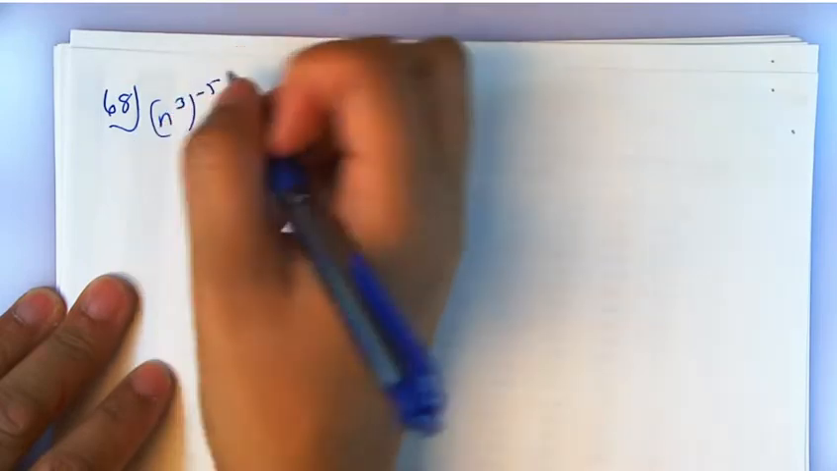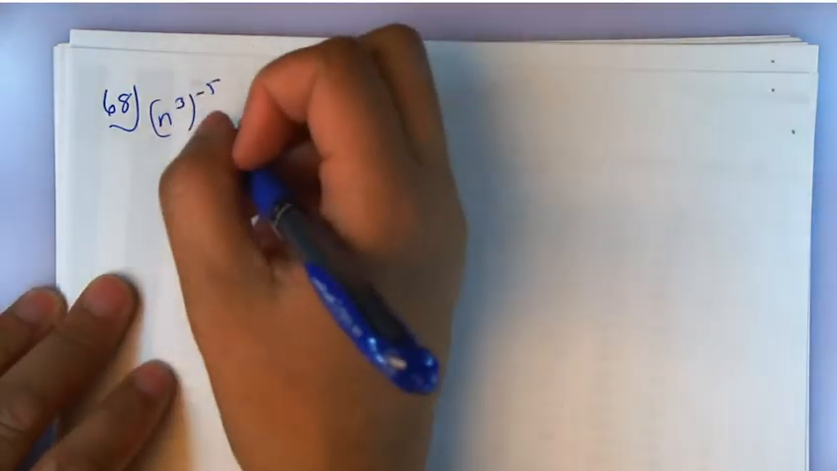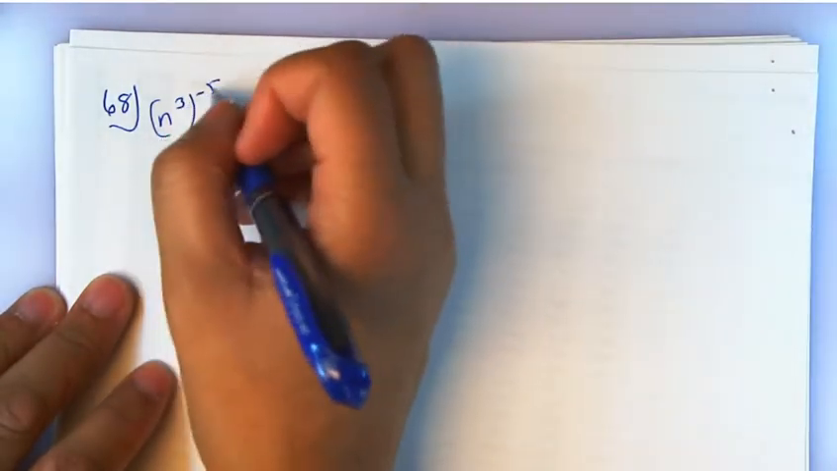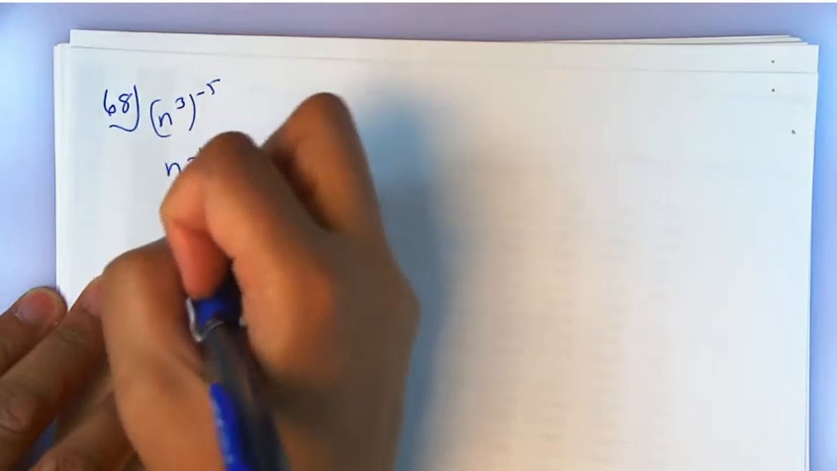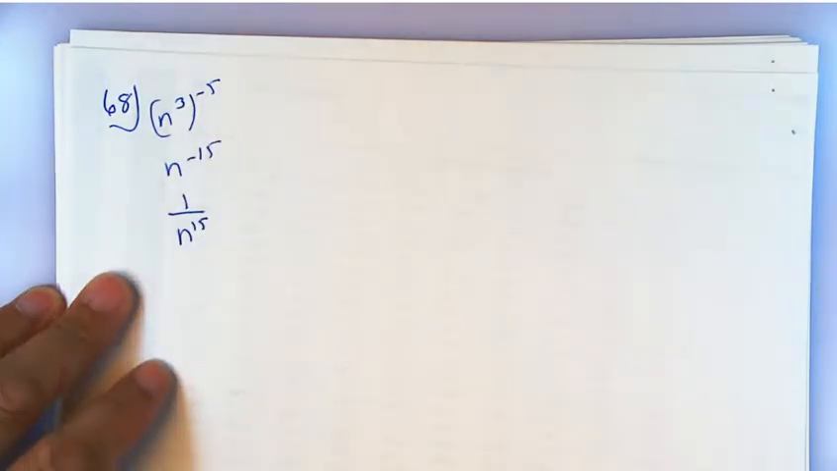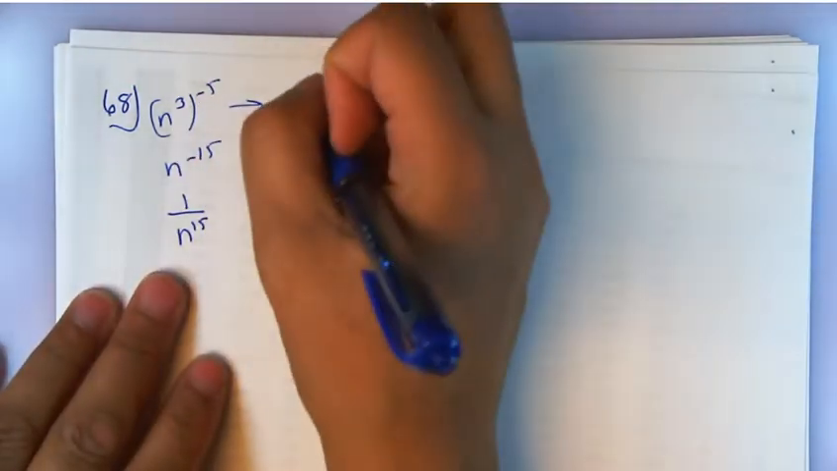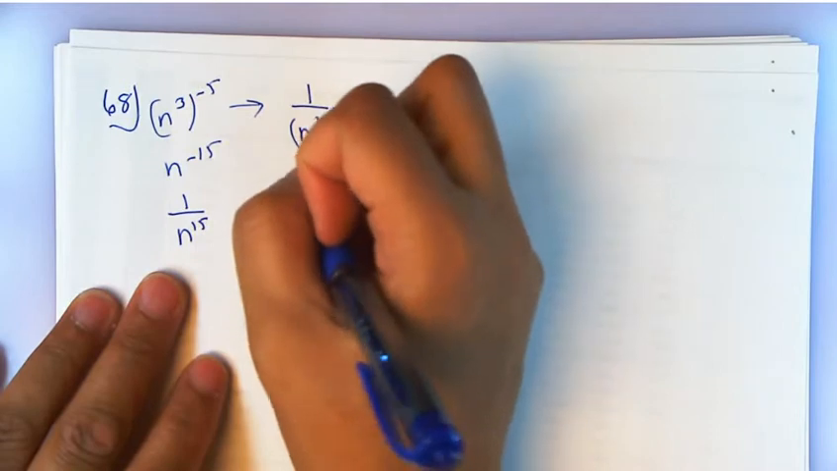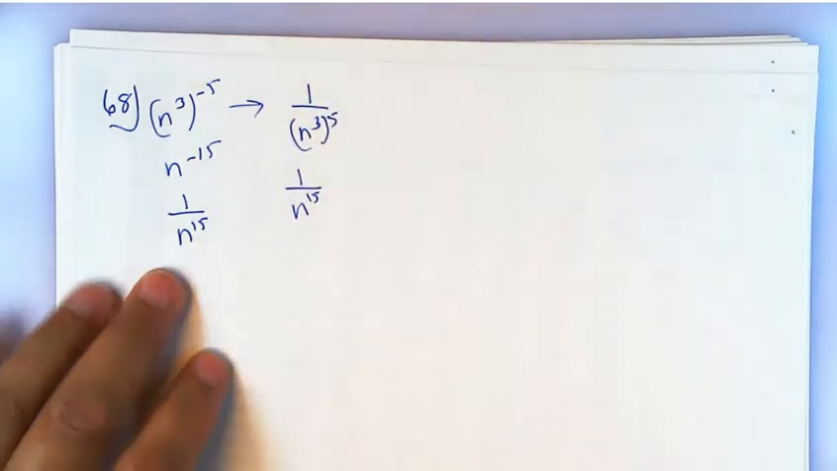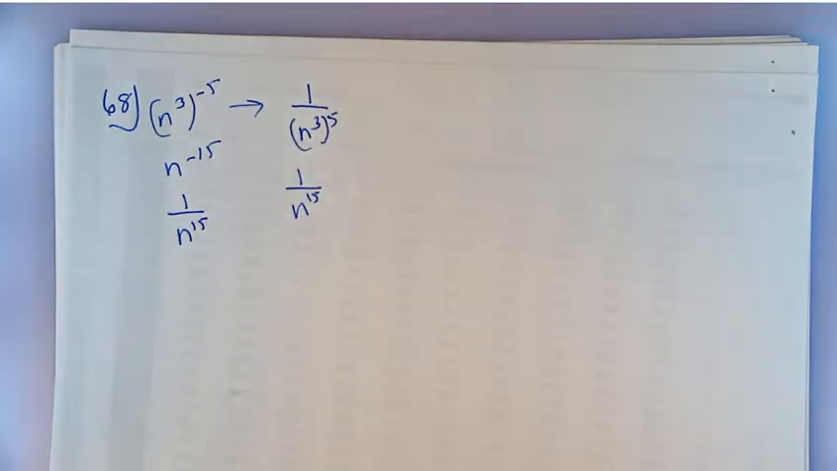There are multiple ways to do this problem. I'm going to do it the straightforward way. I'm going to multiply first, and I end up with n to the negative 15, which is just 1 over n to the 15th. You could have pulled down and rewrote it, or you could have done 1 over n to the 3rd, to the 5th, and then said that's 1 over n to the 15th. It does not matter which way you do it. You're still going to end up with the same answer.